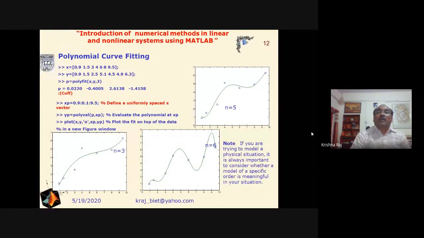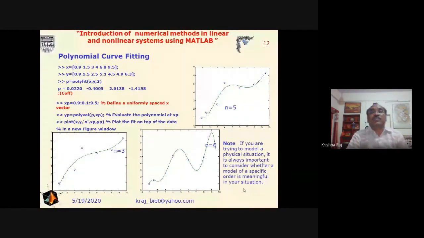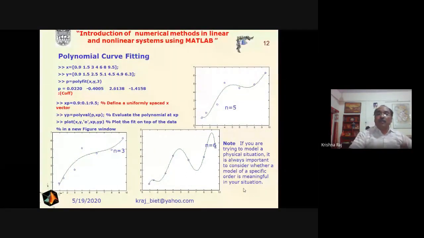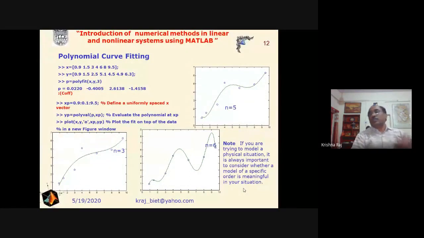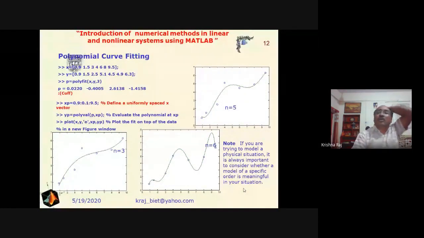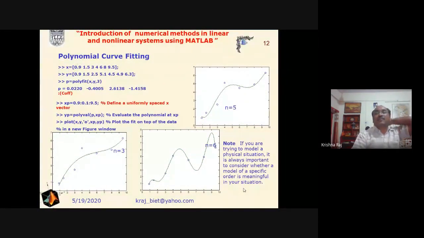If you are trying to model a physical situation, it is always important to consider whether a model of the specific order is meaningful in your situation or not. Because when we are trying to improve the performance of any system, it means we are trying to improve the complexity or the cost of that system. But being engineers, we have to make a compromise between the cost and performance of the system which has to be designed.